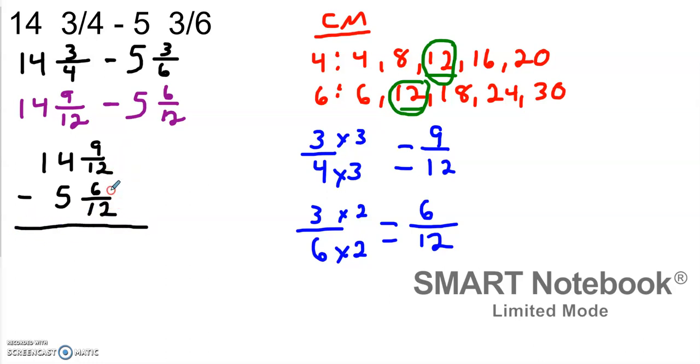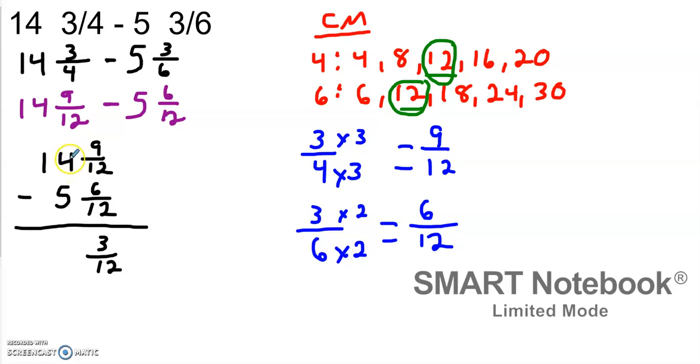The denominators are the same, so now I'm doing 9 minus 6. 9 minus 6 gives me 3. So I have 3 over 12. The reason why I do this first is, say this was 6 and this was 9, I would have to borrow. We'll work with that in class, as that's a little bit more complicated for the video at the moment.